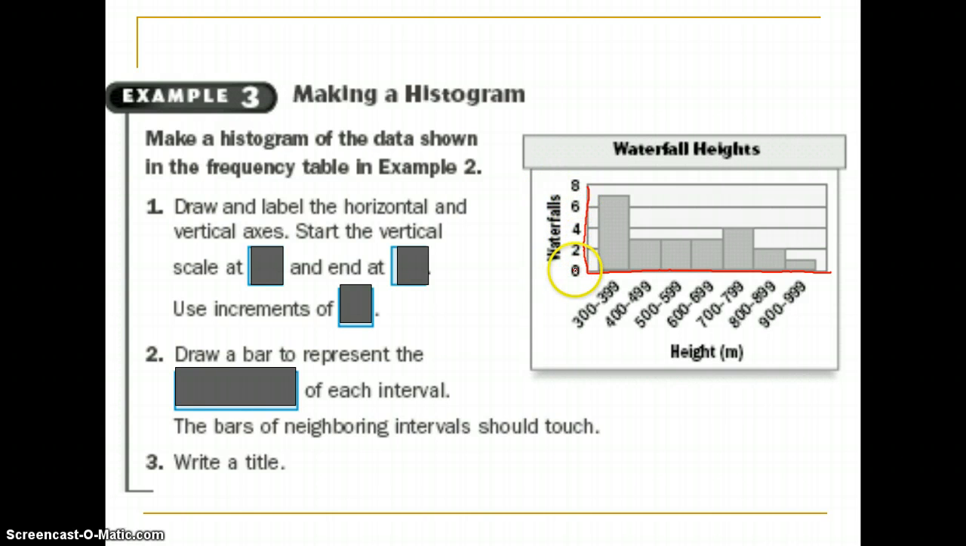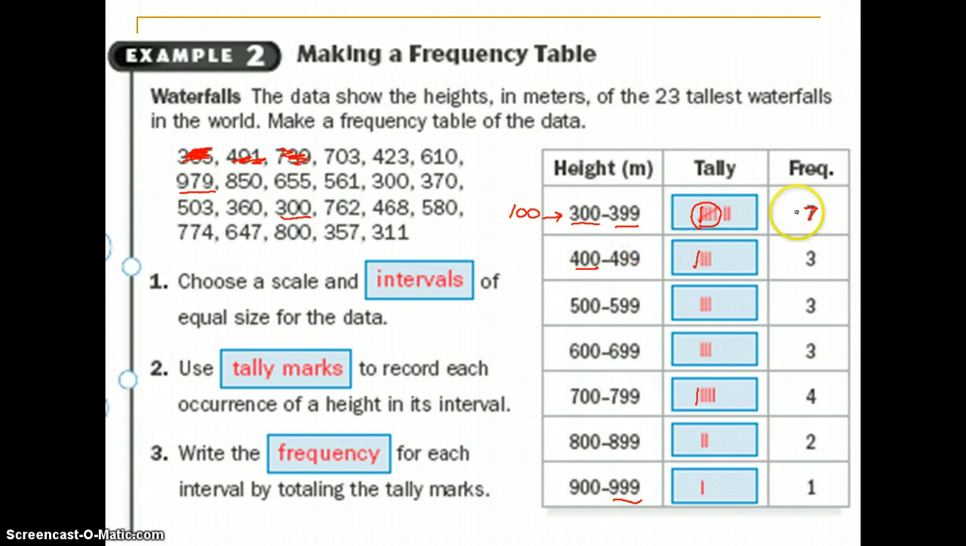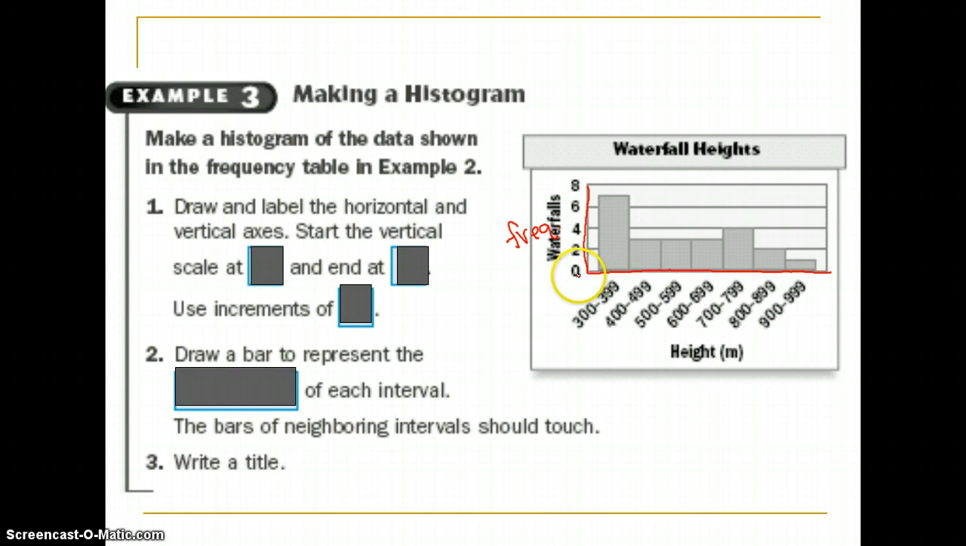Now, how did they come up with the numbers 0 through 8? Well, this is actually your frequency. It's the frequency of waterfalls. So let's go back to example 2. You can see our frequency, the smallest number was 1, the highest number was 7. And we have lots of numbers in between. So I'm going to say, let's just start with 0 because 1 is very close to 0. And just so we can go by 2s, and again, you don't have to go by 2s. You can definitely just do 0 through 7. We're going to go up to 8 though for this example. And we're going to use increments of 2 as I said.